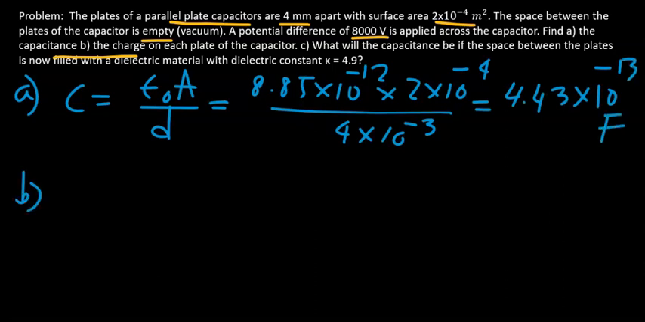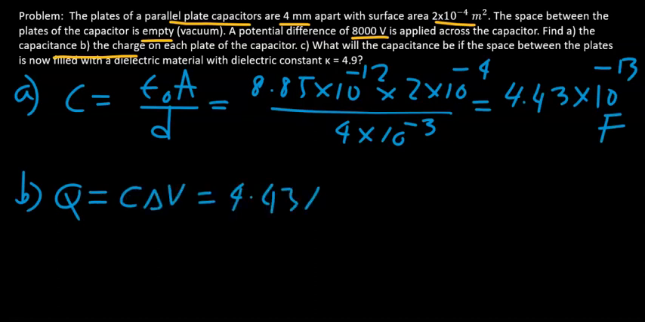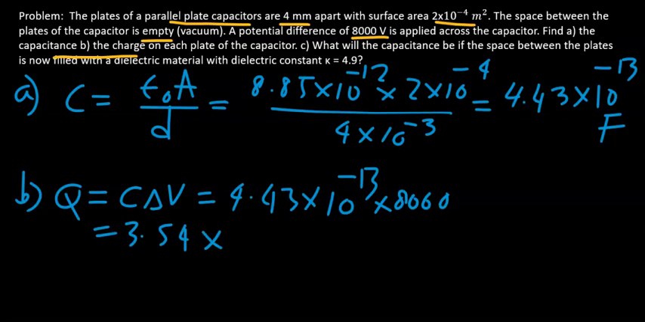Part B, the charge on each plate. The charge is given by capacitance times the potential difference. We have found the capacitance 4.43 times 10 to the power minus 13, and the potential difference is 8000. And that's going to give you 3.54 times 10 to the power minus 9 coulomb.